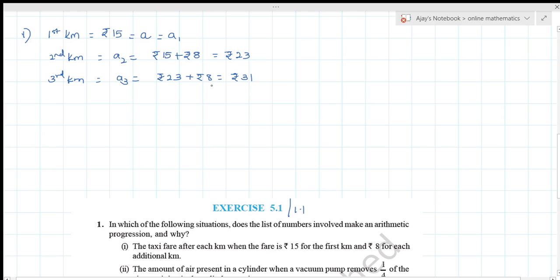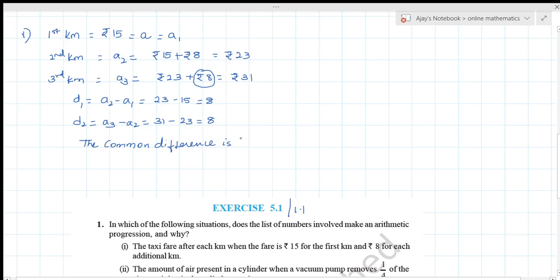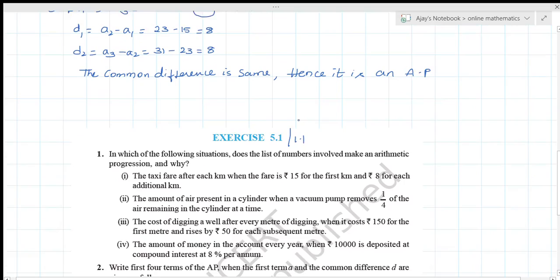So it can be clearly observed that each term is obtained by adding a fixed number. What is that fixed number here? The fixed number is 8. Therefore the common difference d1 is A2 minus A1, which is 23 minus 15, equal to 8, and d2 is A3 minus A2, that is 31 minus 23, which is 8. In both cases the common difference is the same, and the same carries on for subsequent terms. So the above situation is an AP, as the common difference is the same. Similarly, we will go to the second question.